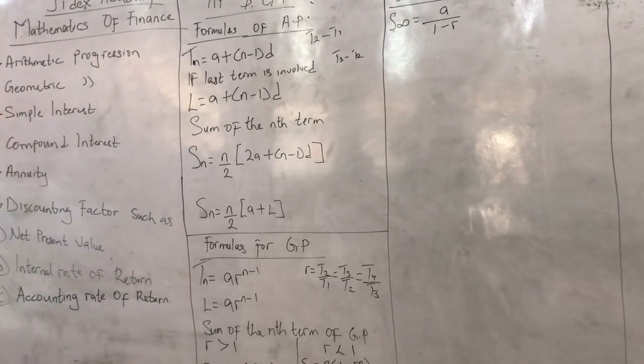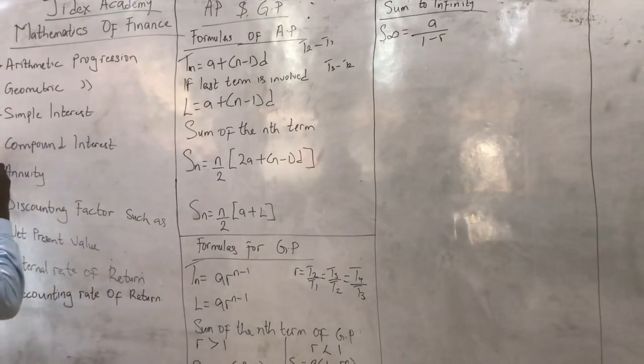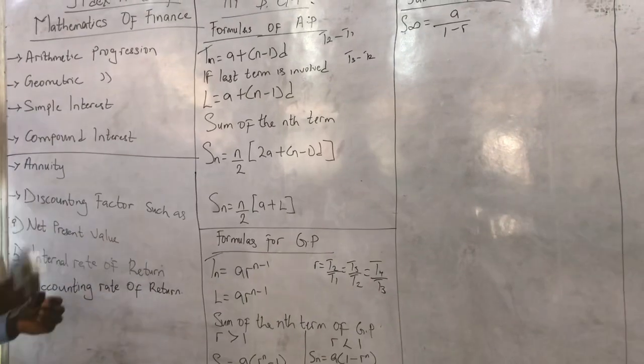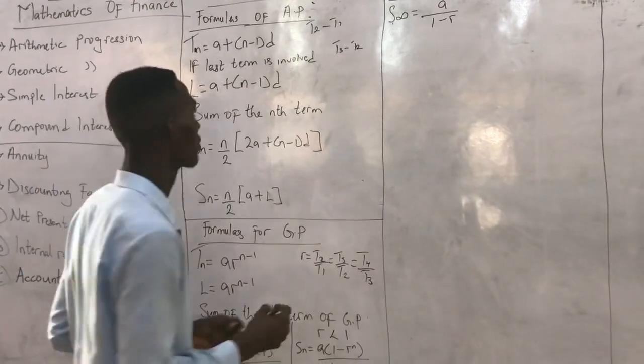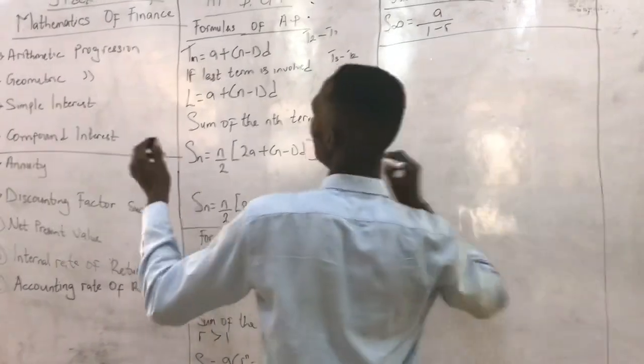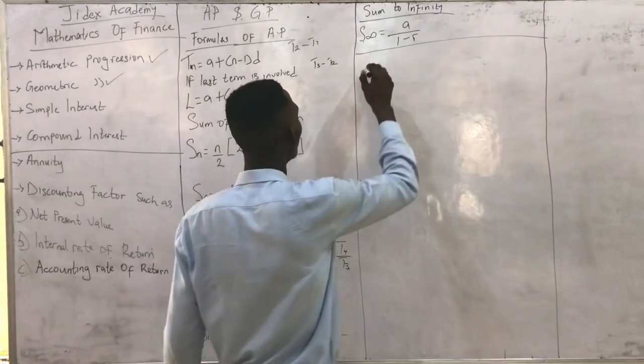Like I said, I might not be able to do the whole of this in one video, so I'll be splitting it into two. I'll be doing 4 parts in this video and the remaining parts in the next video, then we'll move to questions and answers. So that is it on AP and GP. Now for the simple interest.